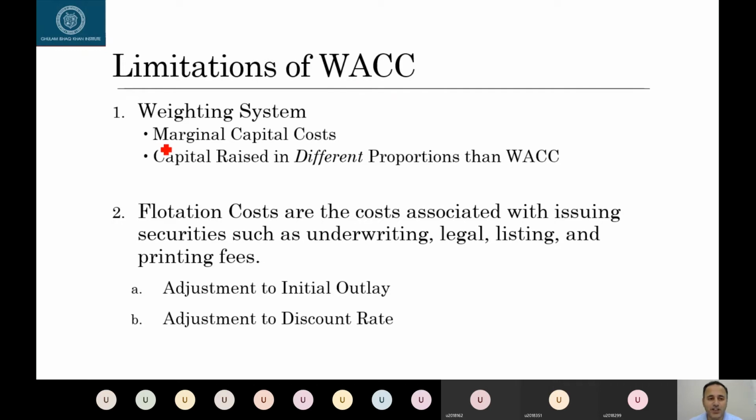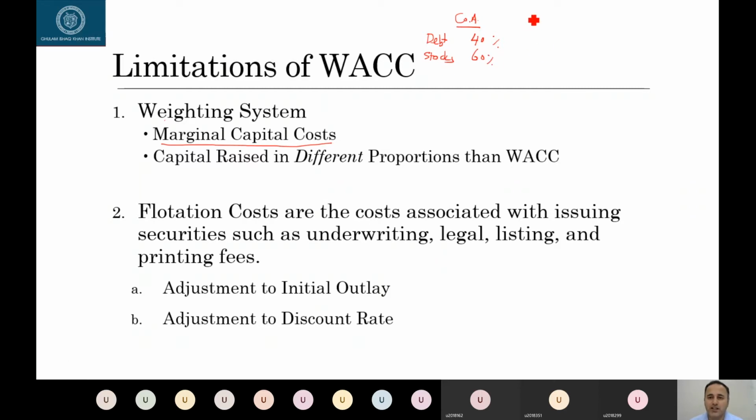And what is the first limitation? The weighting system itself, it doesn't take into account the marginal capital costs. So for example, let's say company A, debt, and let's say I'm talking about stocks. So it is like preferred stock plus common stock. So suppose debt is 40% and stock is 60%. Okay. Now this is a typical capital structure of a company: 40% debt and stocks 60%.